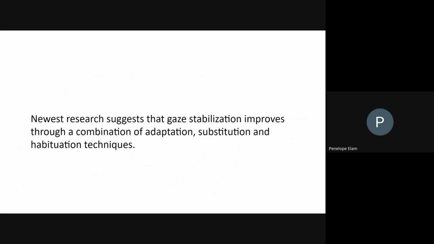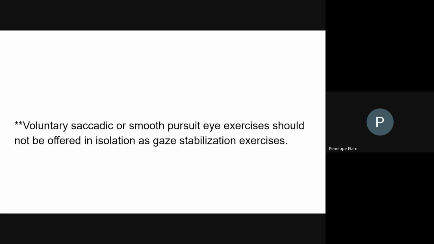However, newest research basically suggests that gaze stabilization is improved through a combination of adaptation, substitution, and habituation. So even when we work on our VOR gain, a lot of times we are going to see strength. We're going to see some neuroplasticity occur, but we're also probably going to get some mild substitution and some habituation that actually occurs as well. So they kind of all work together.